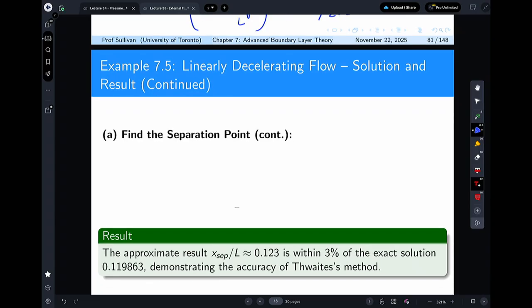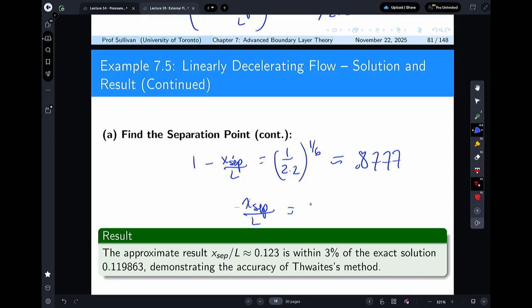So if I find the separation point, 1 minus x separation over L equals 1 over 2.2 to the 1/6, which is approximately equal to 0.877. X separation over L is equal to 0.123, which is a really good value. It's very close to the exact solution, which was 0.11983, whatever it was. Go ahead.